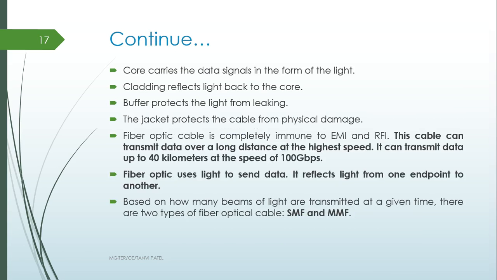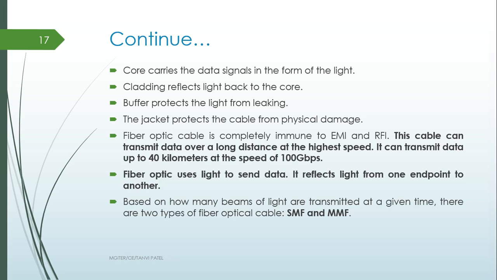So, the core carries the data signal in the form of light. Cladding reflects light back to the core. Buffer protects the light from leaking. The jacket protects the cable from physical damage. Now, fiber optic cable is completely immune to EMI and RFI. This cable can transmit data over a long distance at the highest speed. It can transmit data up to 40 kilometers at the speed of 100 gigabits per second.